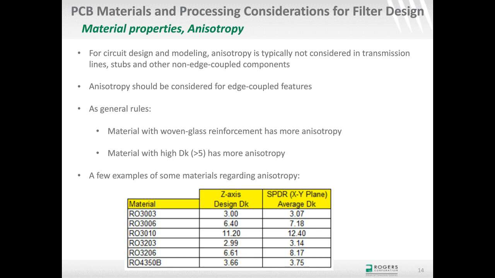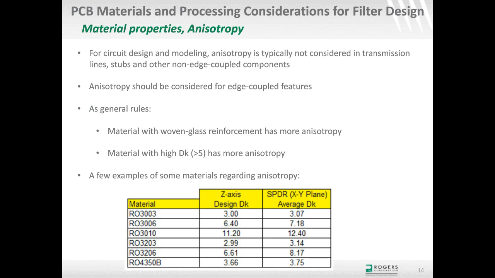Then the RO3003 materials compared to the RO3203 materials are basically the same materials, except that 3203 has glass reinforcement and the RO3003 does not. You can see that the material with the glass reinforcement, the 3203, does have a little more anisotropy than the material that does not, the RO3003.